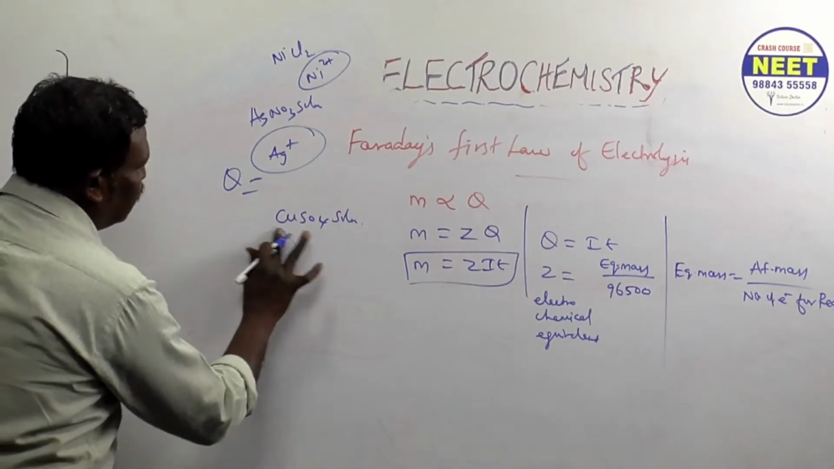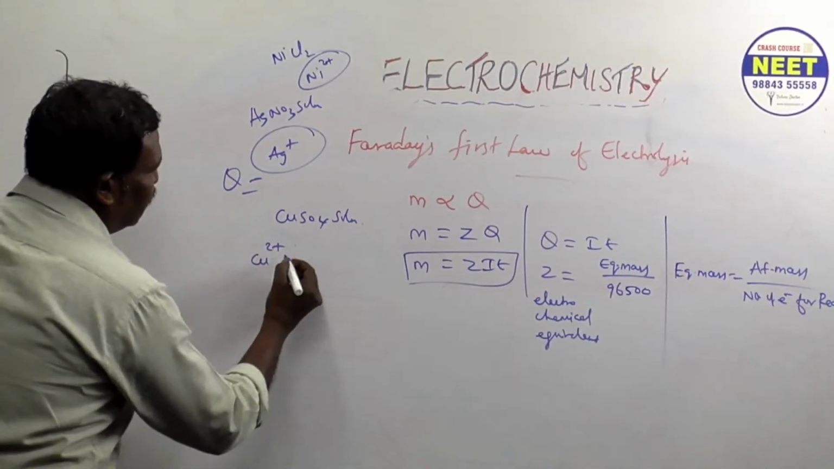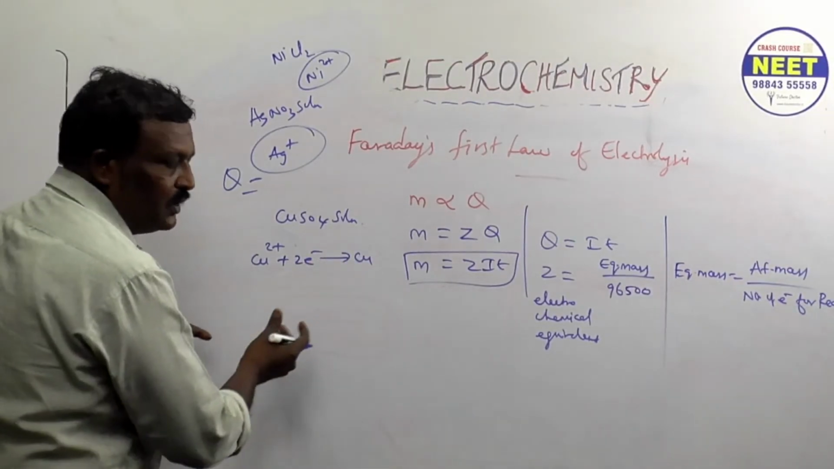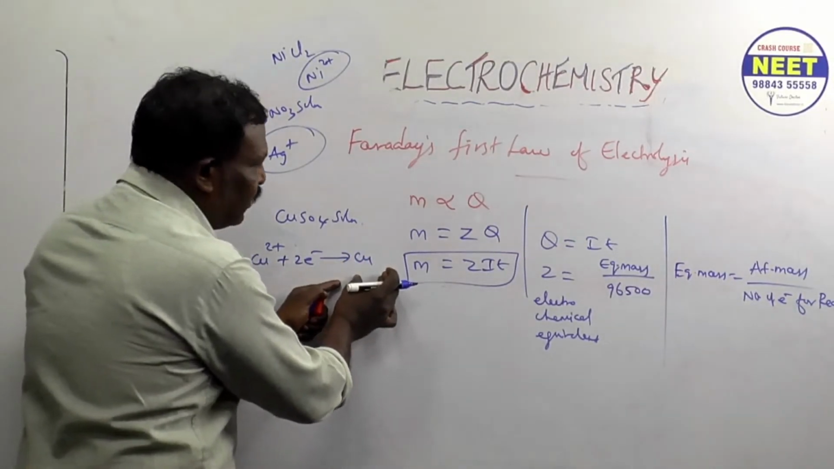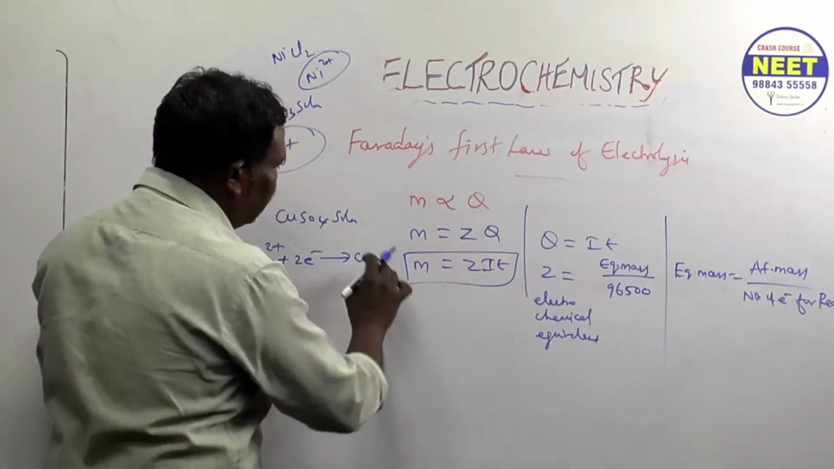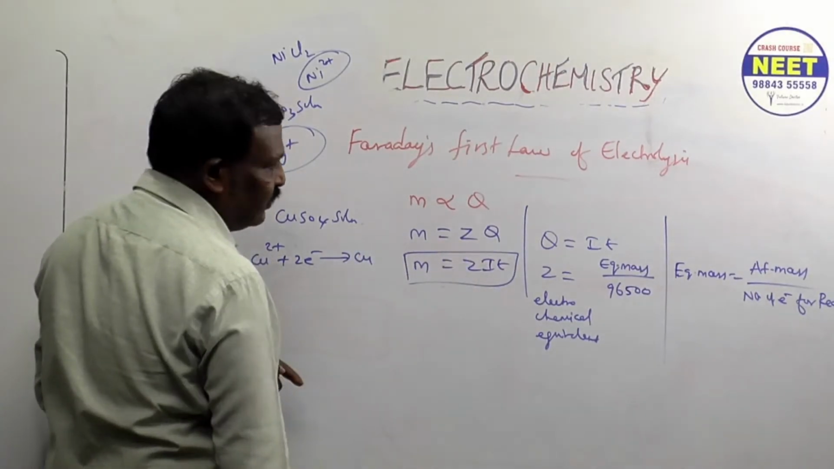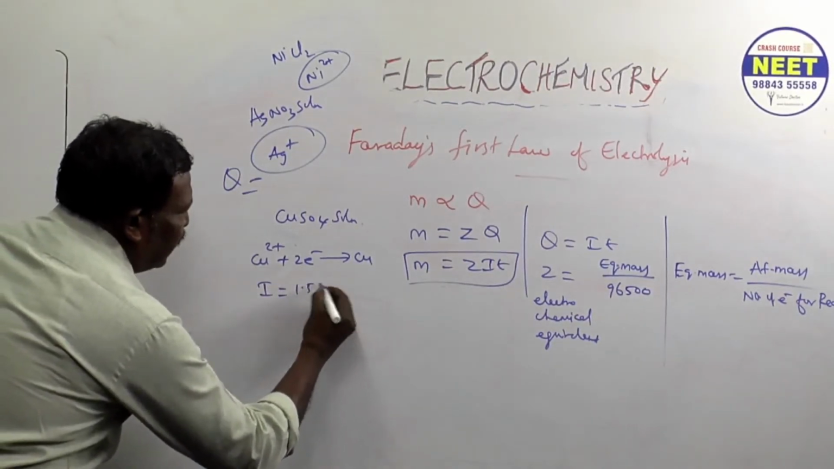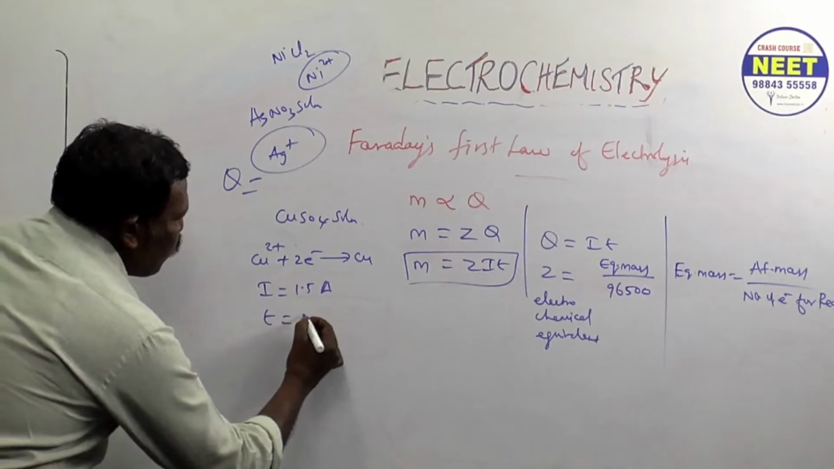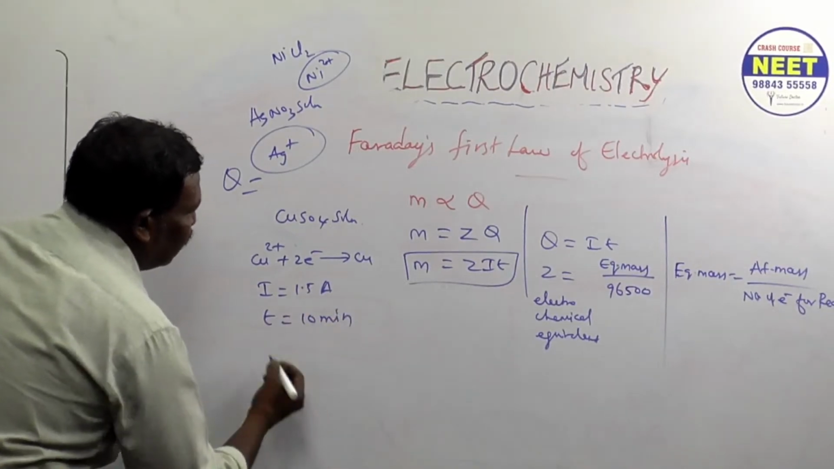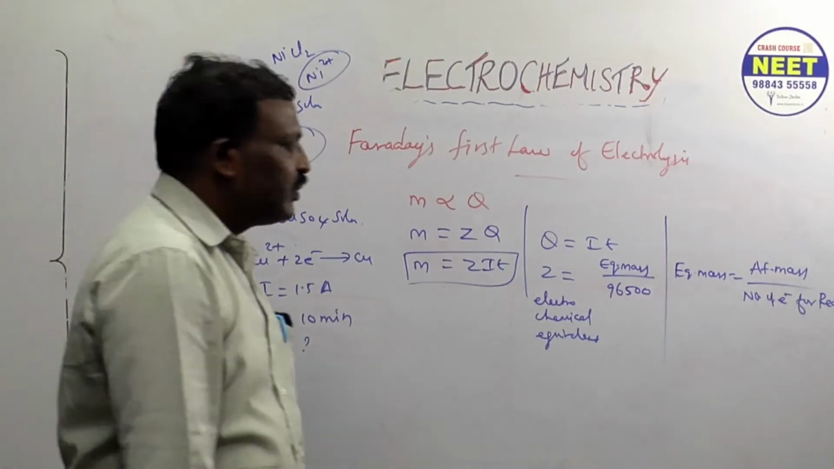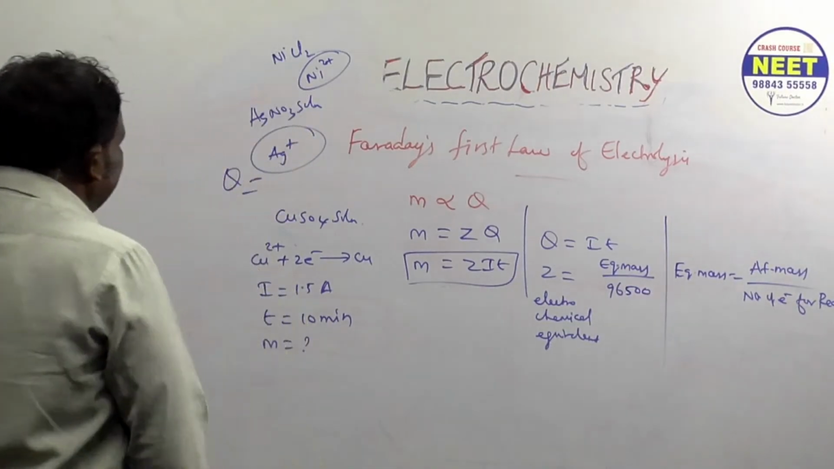So, it gets 2 electrons, then only it becomes copper, no? Copper is deposited. How much copper is deposited? That's the question. We are passing current I equal to 1.5 ampere, and they are asking to find out the mass. Just write fast. It's a question.